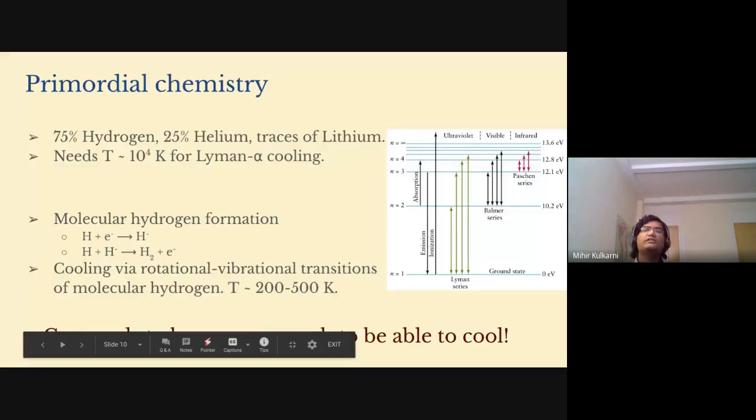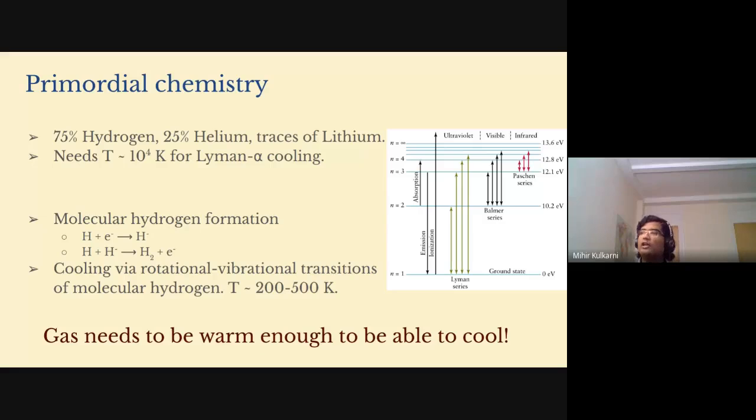Okay, so let's look at what we need for forming first stars. Primordial chemistry, that is formed in the Big Bang, has 75% hydrogen by mass, 25% helium by mass, and traces of lithium. There was some beryllium-7 also formed during the Big Bang, but that comes back to lithium again. So there are no heavy elements formed during the Big Bang.